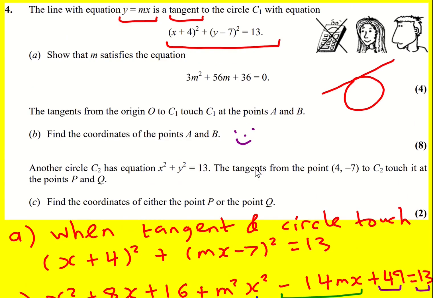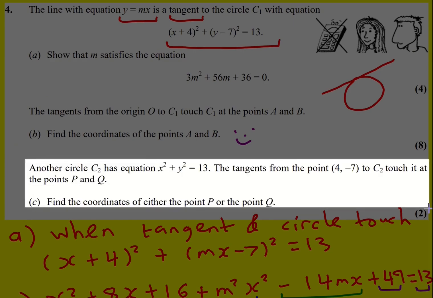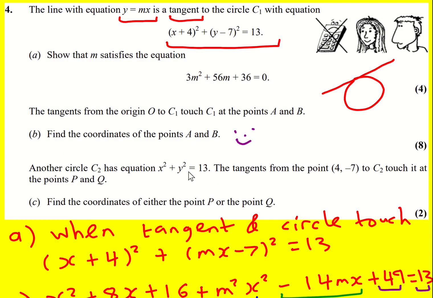For the very last part, it's only 2 marks, by the way, so it's not going to be really complicated. That's one thing to note because it looks, not easy when you first see it. So another circle has this equation: the tangents from the point 4, minus 7 to C2 touch it at the points P and Q. Find the coordinates of either P or Q.